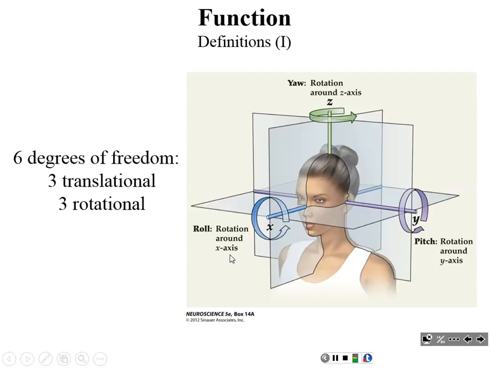Before we move on, I want to introduce basically three definitions. One of them is that any object has 6 degrees of freedom. Three of them are translational. One of them is in the horizontal plane, one of them is in the Z plane, and the other one is in the Y plane. Okay? And they have 3 rotational movements, which is along those planes. It could be on the X, it could be on the Z, or it could be on the Y. Okay?